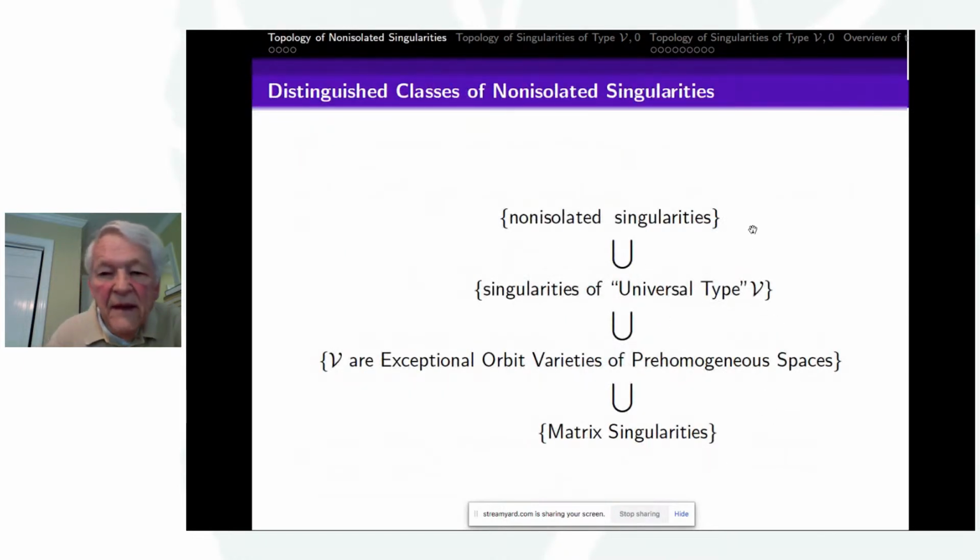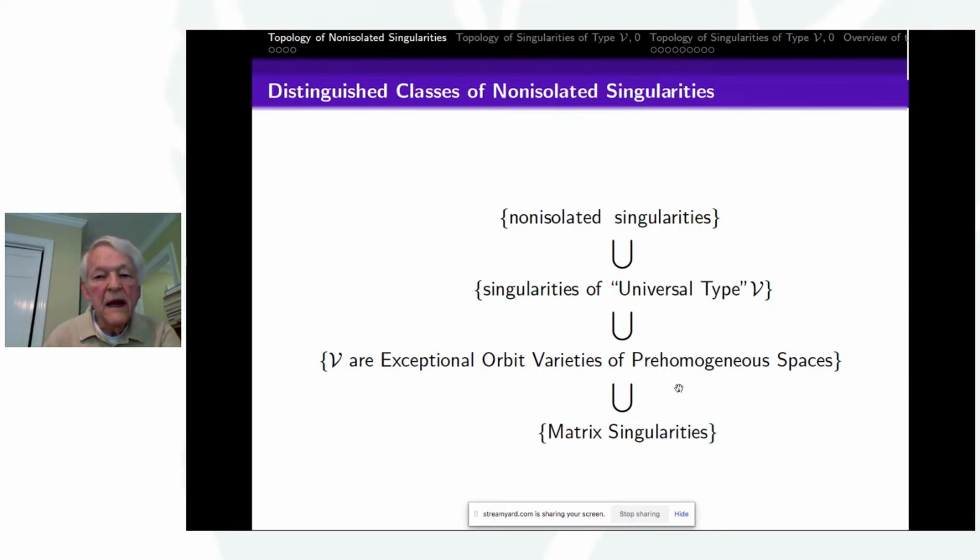So, let me put this in perspective then. We have the class of all non-isolated singularities, and down here we have matrix singularities. What we're going to do is think of matrix singularities as sitting in two subclasses of non-isolated singularities. One of them, which we're going to call the singularities of universal type B, is a way of taking a given fixed non-isolated singularity and working with nonlinear sections of it.